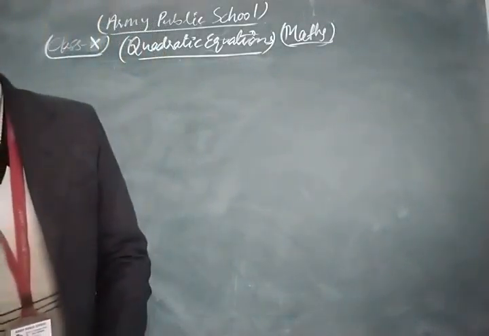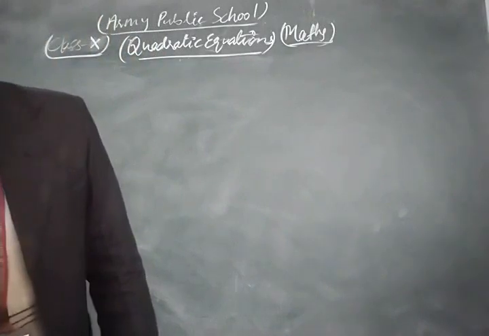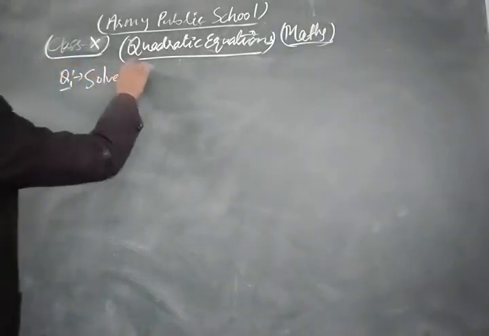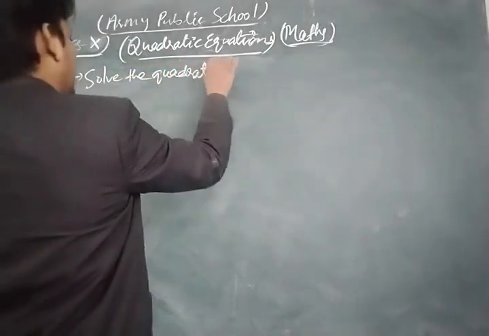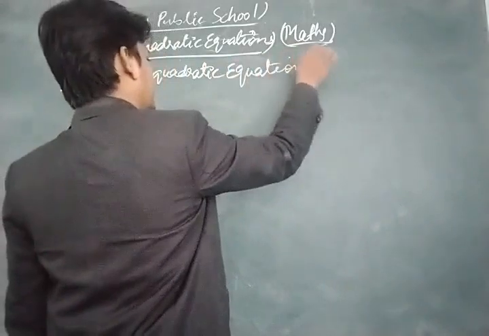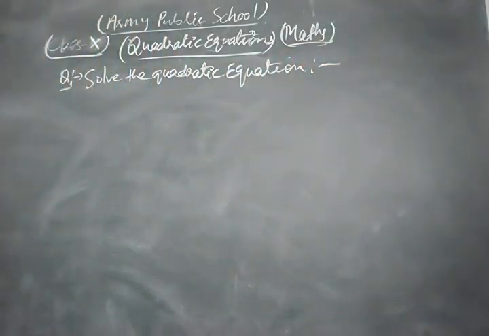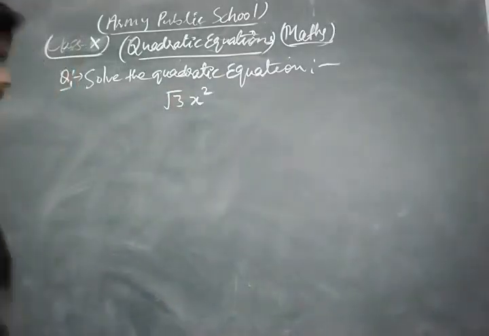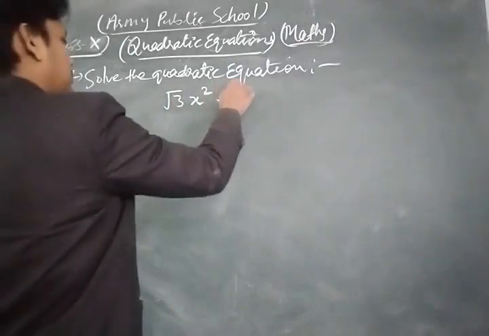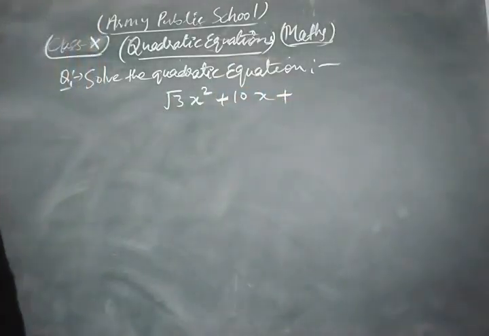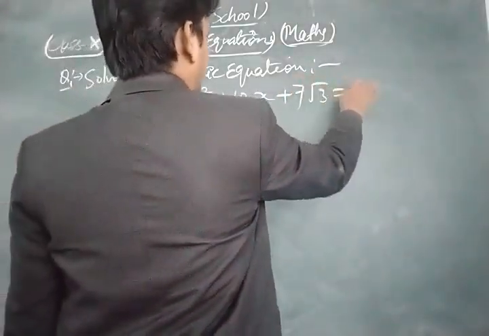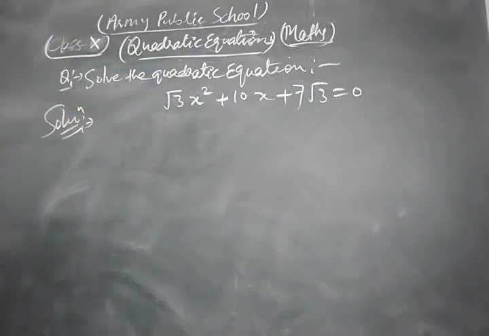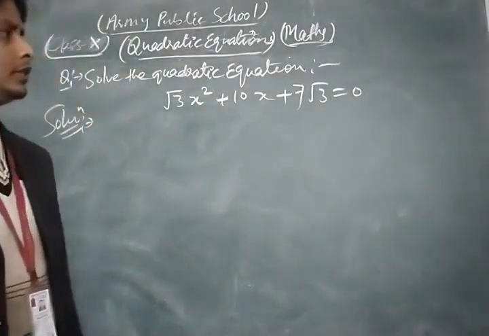And the question is, solve the quadratic equation: under root 3 x square plus 10x plus 7 under root 3 is equal to 0.